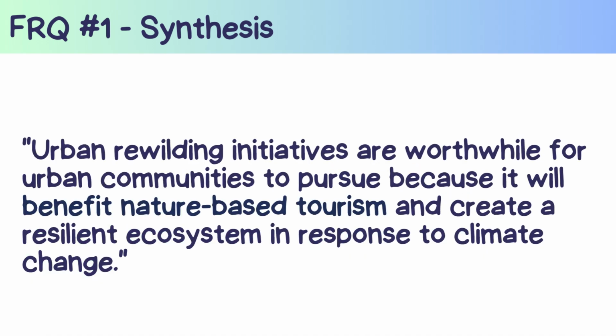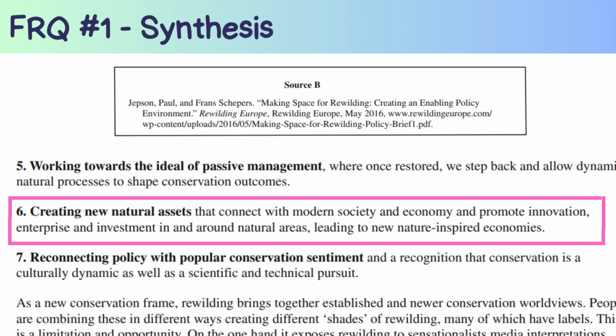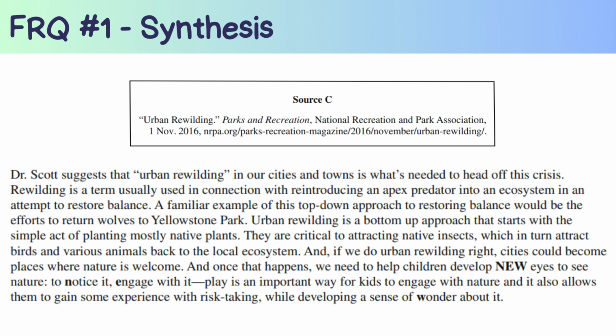For example, if we go back to our thesis and our first point of why urban rewilding is important, which is that it benefits nature based tourism, we can find that source B actually has some information and evidence that we can utilize. We can use this evidence here, which talks about urban rewilding and how it helps society and economy for innovation. Source C also has some useful information on this line right here that says that nature based tourism is especially important for children. So once you have these two quotes, you can actually integrate it into your second paragraph and explain what that quote means and why that matters in the long run.